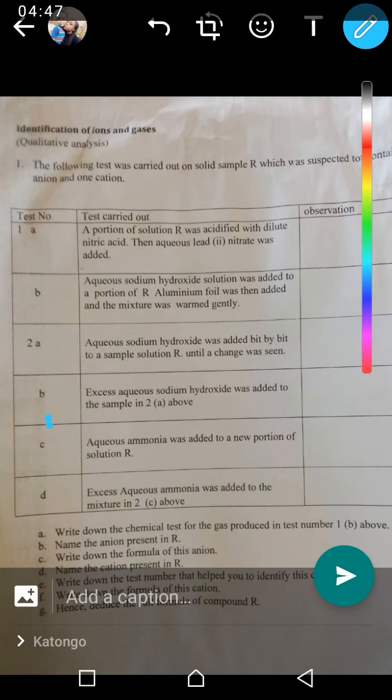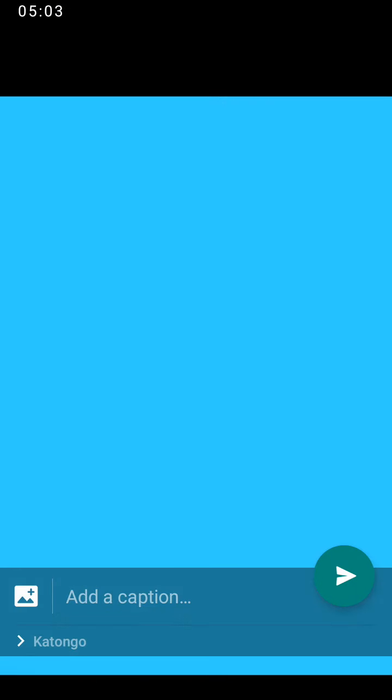You see? Excess sodium hydroxide was added to sample in 2A. Have you seen here? They're saying sample in 2A. It means that test tube, the one that you used in 2A, you come back to it. 2A, this one, the test tube that you had used. Okay, I hope I've given you an idea.